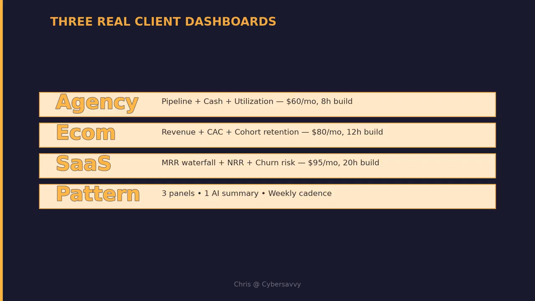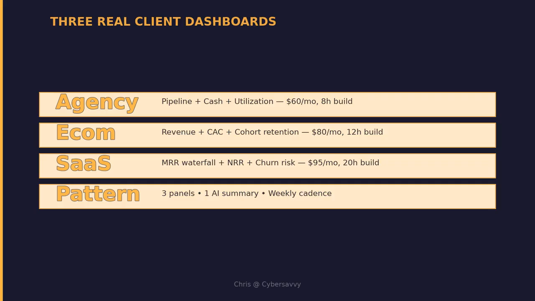Dashboard 2, the e-commerce founder dashboard. Daily revenue with goal pacing, blended customer acquisition cost across Meta and Google Ads, and a cohort retention chart showing the last 6 months of new customers. AI layer flags any cohort that is underperforming by more than 15% versus the median. Build time, 12 hours. Monthly cost, $80.